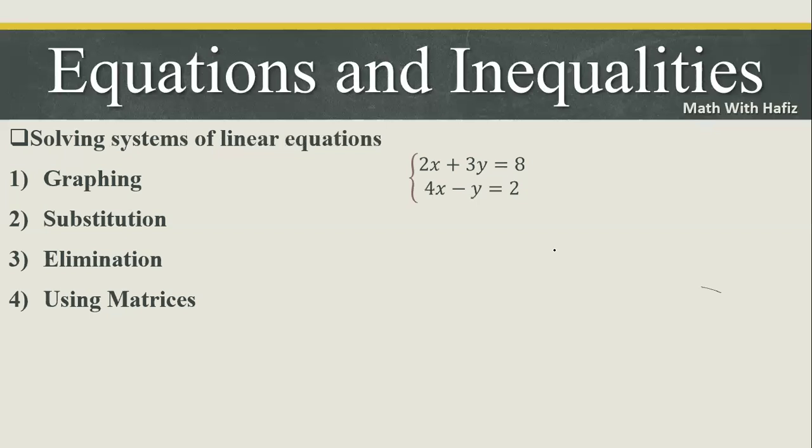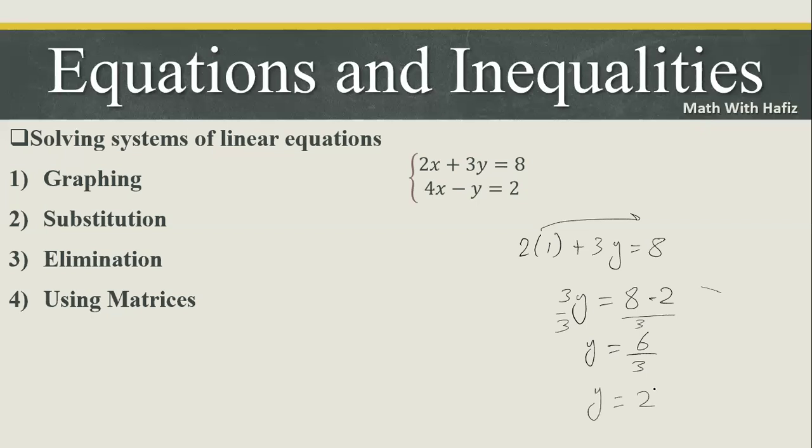So let's say the value of x was 1. Equation number 1 will be 2 multiplied by 1 plus 3y is equal to 8. 3y will be equal to 8 minus 2 multiplied by 1, which is 2. You move it to the other side, it will be negative 2. So 8 minus 2 will be 6 divided by 3, because 3 was in multiplication. 6 divided by 3, so y is equal to 2.